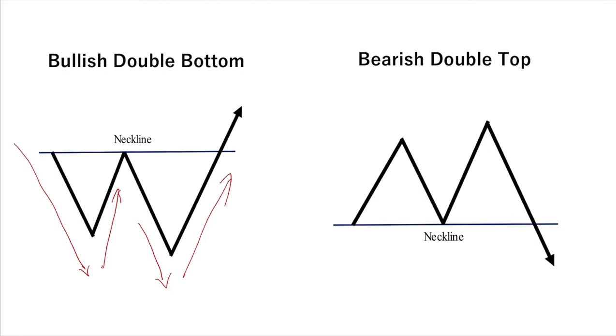And then we come to see the bearish double top pattern. A bearish double top has an M shape and indicates a possible bearish reversal in trend. The price movement goes this way.